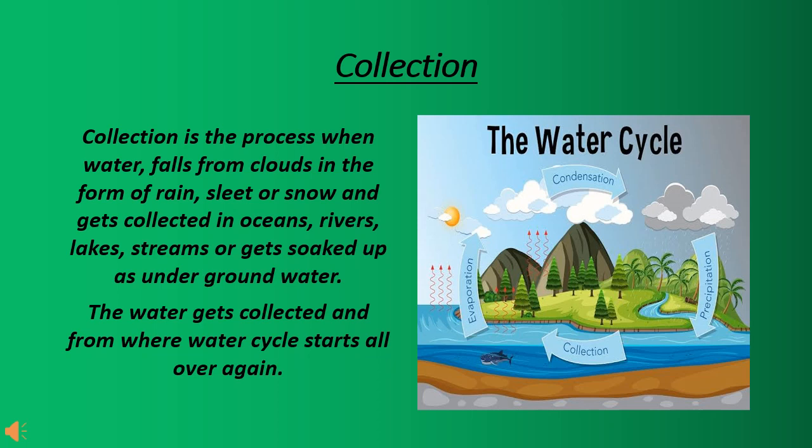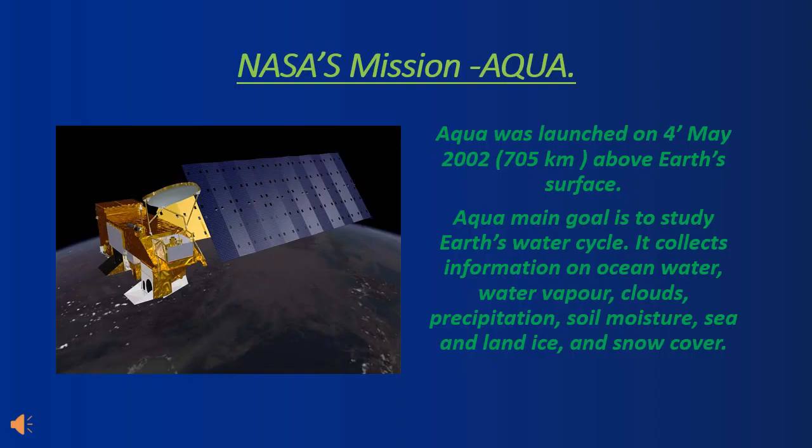Collection. Collection is the process when water falls from the clouds in the form of rain, sleet, or snow and gets collected in oceans, rivers, lakes, streams, or gets soaked up as underground water. The water gets collected, and from there the water cycle starts all over again.